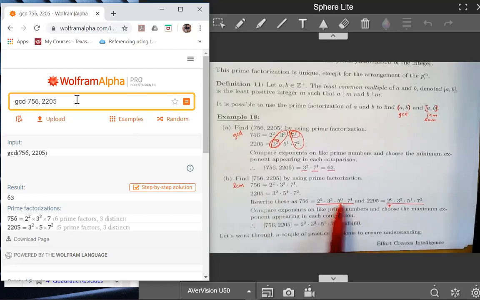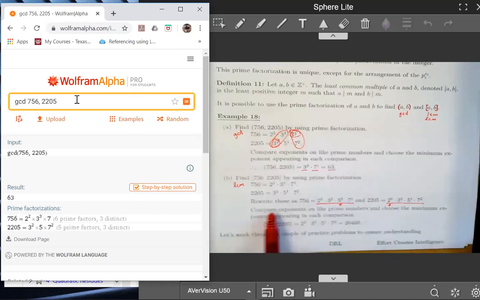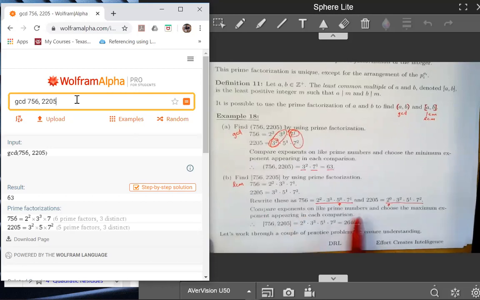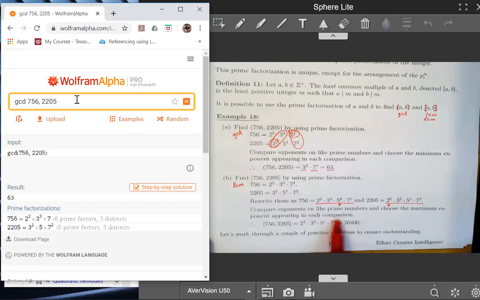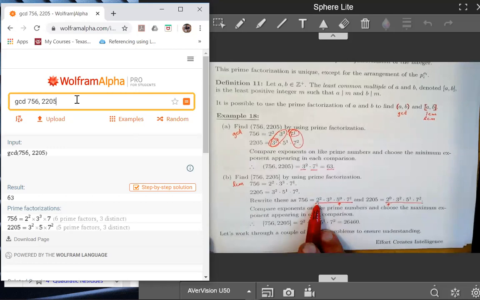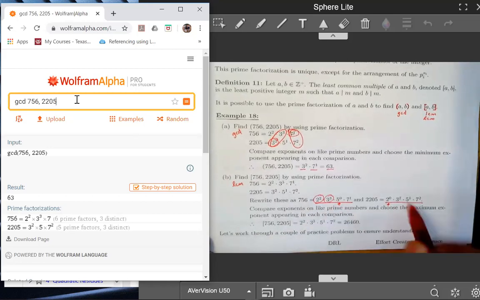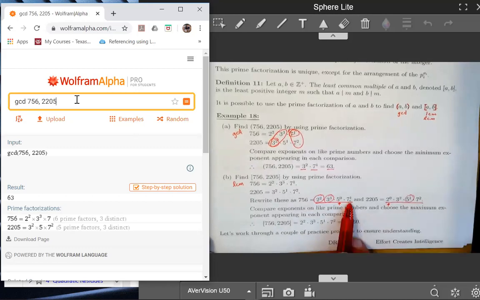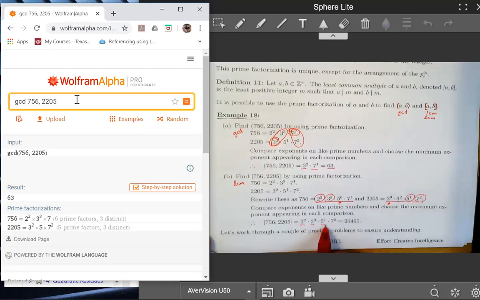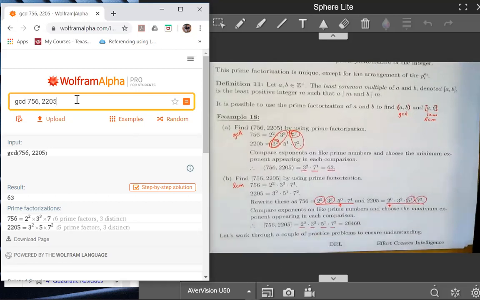Okay? Now, why do I do that? Because now I'm going to compare the exponents on like prime numbers and choose the maximum exponent appearing in each comparison. So 2 squared compared to 2 to the 0, that's the biggest. 3 cubed compared to 3 squared, that's the biggest. 5 to the 0 power and 5 to the first, that's the biggest. 7 to the first and 7 squared, that's the biggest. And so now the product of those will be my least common multiple.